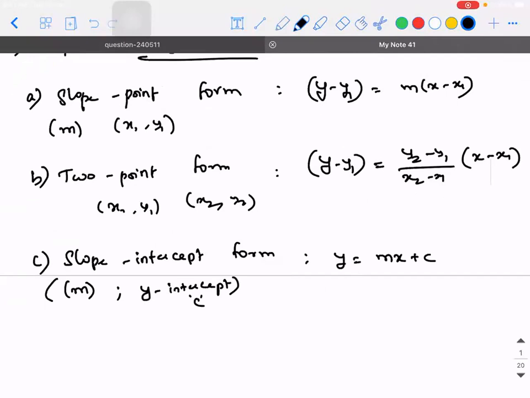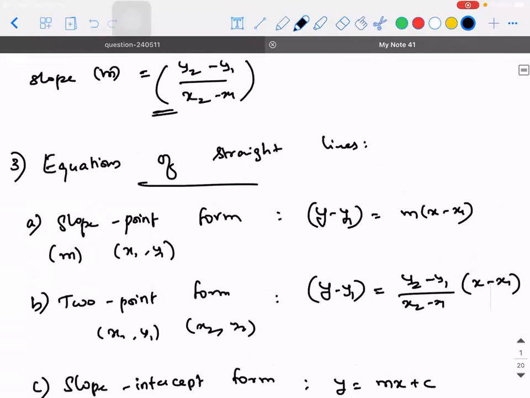So how do we derive all these equations? All these equations come only from one definition. What is it? It's the definition of slope. So the technique to solve any problem in this chapter is only to think in terms of slope.